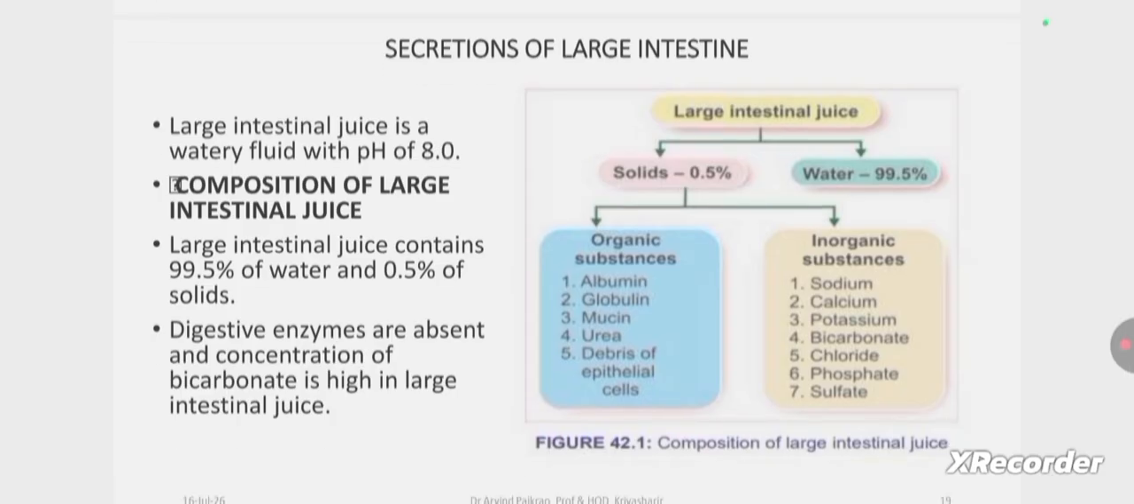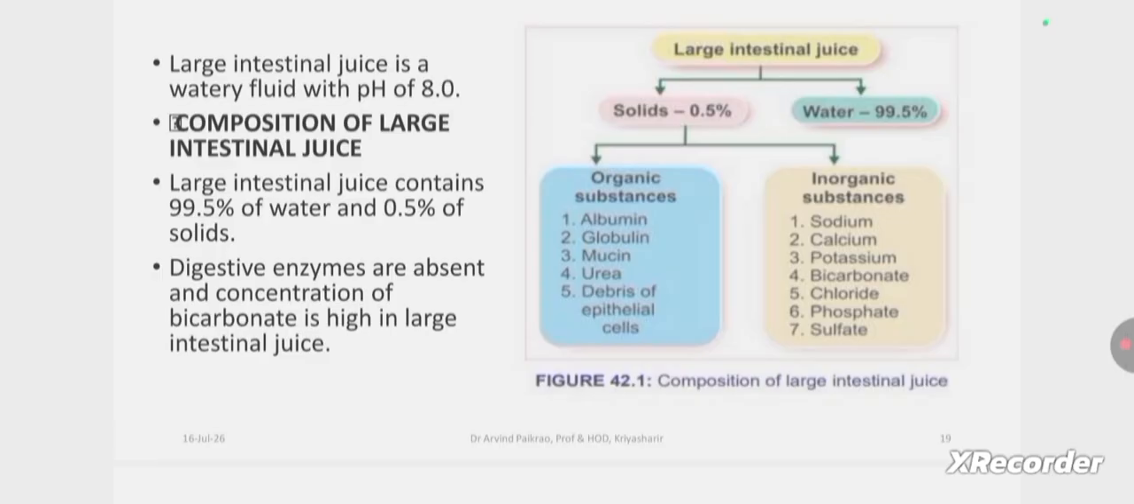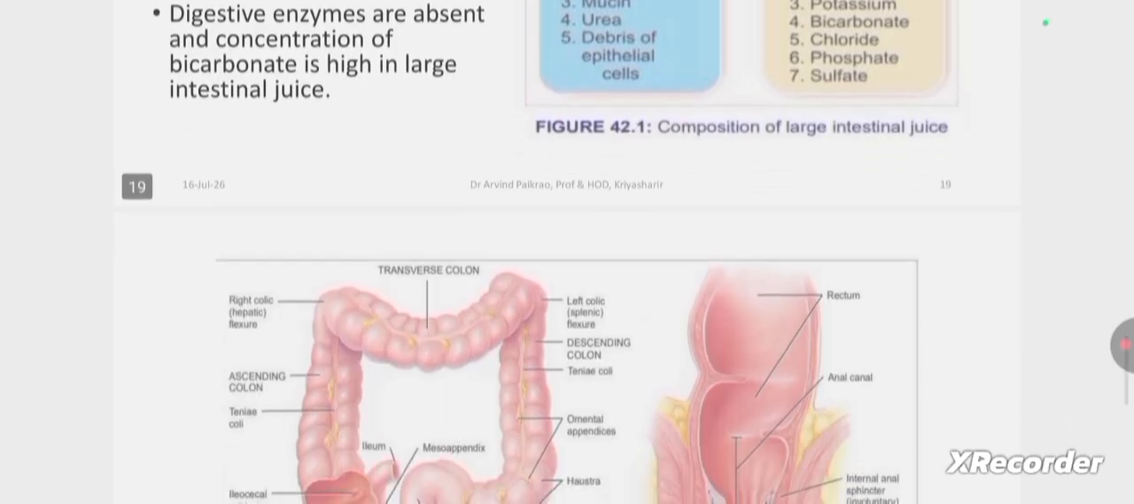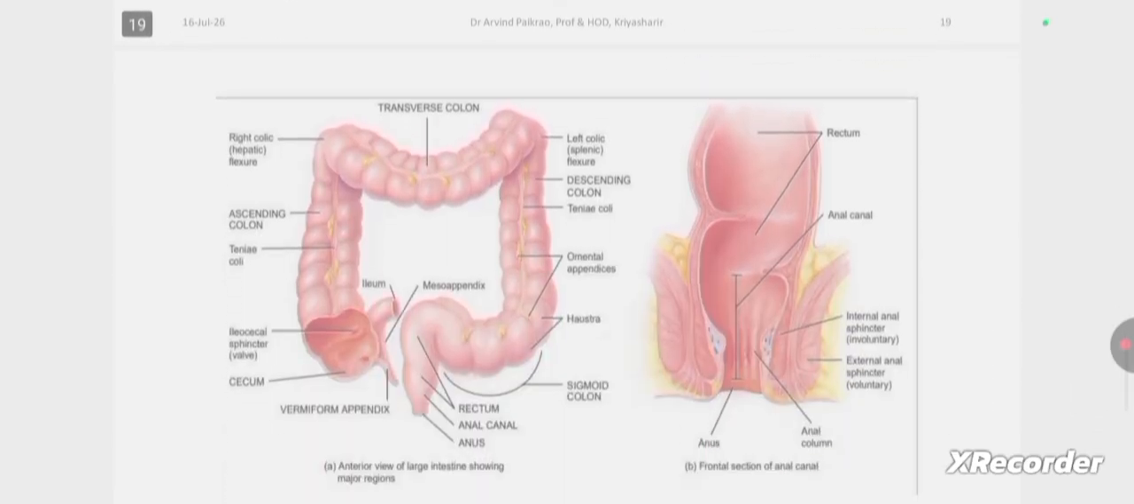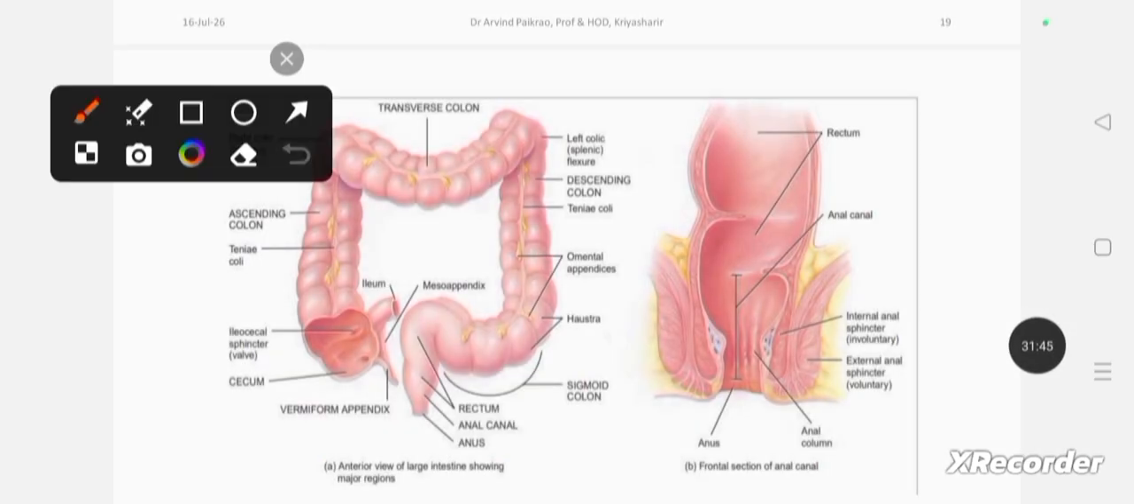Secretion we will see. The large intestine secretes 99.5% water, and the solid content is 0.5%. The pH is 8, which is alkaline, and the reason it is alkaline is that the concentration of bicarbonate is high in the large intestine. So we'll see here the haustra, how this occurs, haustration. This is a special feature of the large intestine.